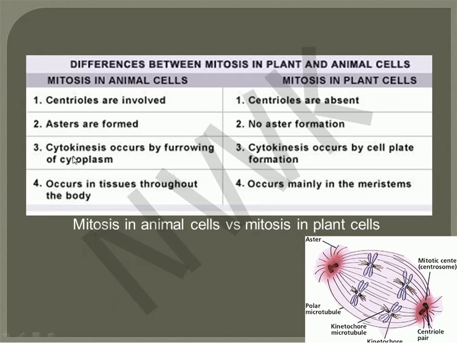In animal cell, the cytokinesis is achieved via cleavage furrow, while the cytokinesis of plant cell is achieved via formation of cell plate. In animal cell, mitosis occurs in all the tissue, but in plant cell, mitosis only occurs in the meristem, which is found at the tip of shoot and also tip of root, which means other parts of the plant are unable to undergo mitosis.